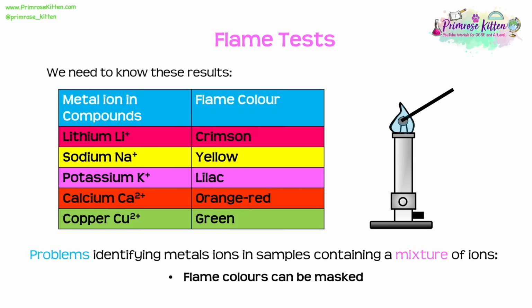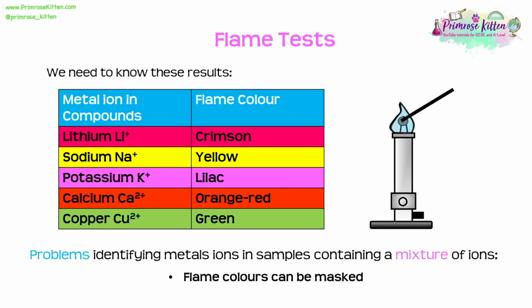Now occasionally a problem will pop up when trying to identify metal ions. There's a good chance that some samples might have a mixture of different ions within them. And as you know, with paint and so on, if you mix together different colours, then you can't see the original colours anymore. And so this can mask certain flame colours.